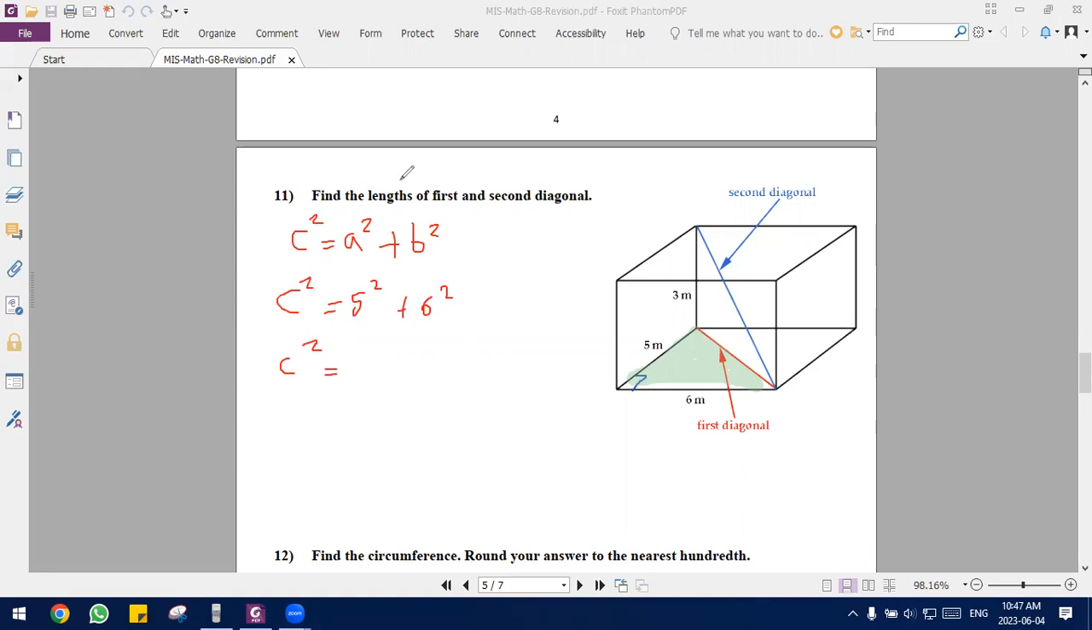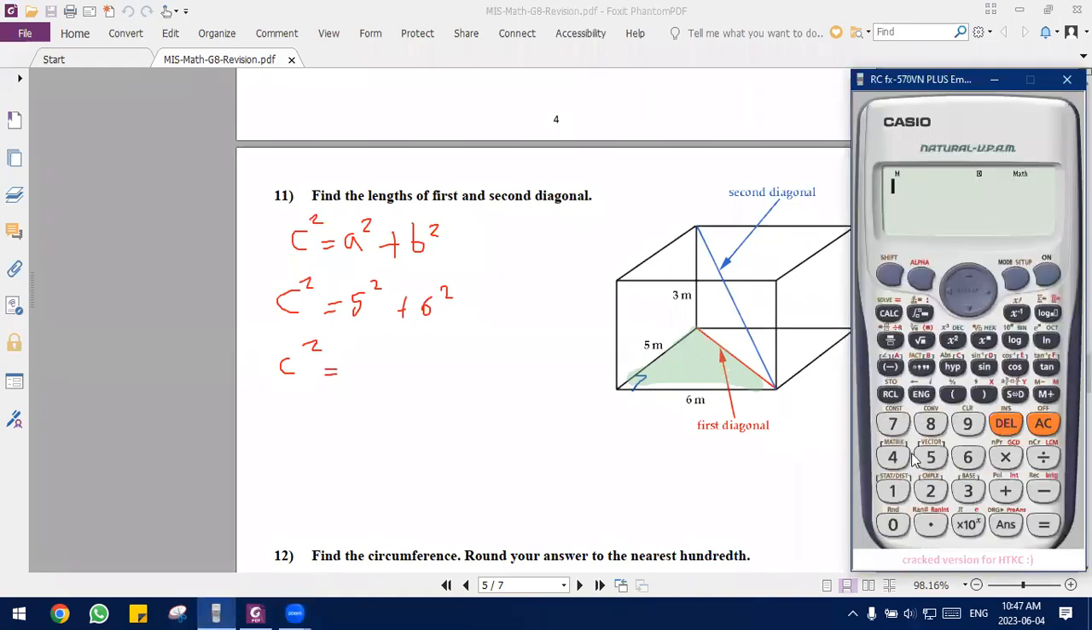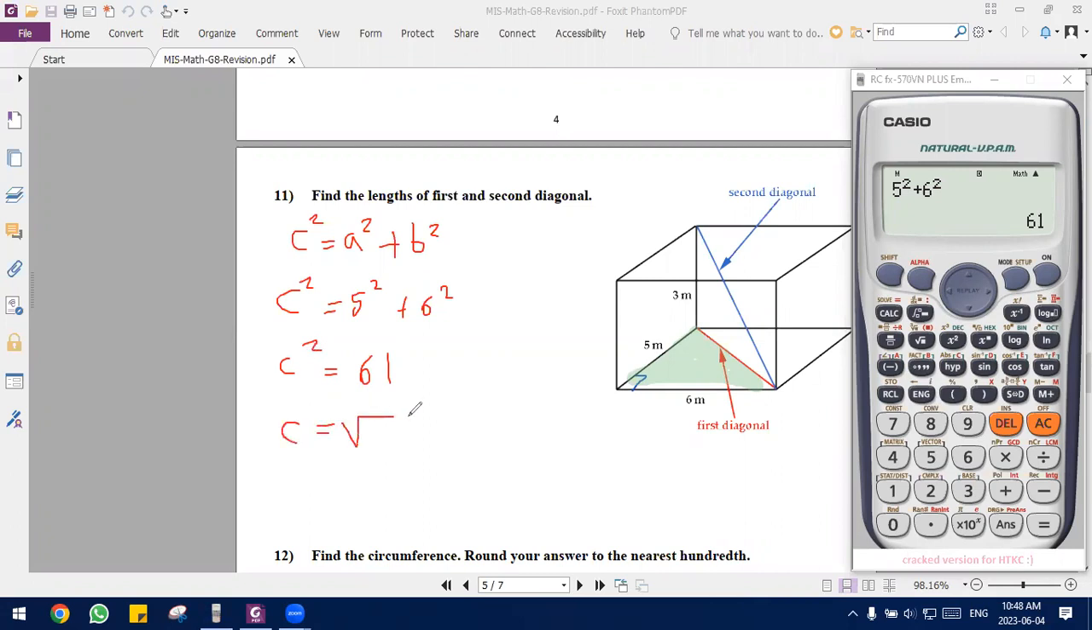So since you have a calculator here, you can use it. You have 5 squared plus 6 squared, which is 61. Now I need to find C. C is equal to the square root of 61. The square root of 61 doesn't have an exact square root. You can use the calculator to make it a decimal. Since the question doesn't say to round it or give 3 significant figures, you can leave it as square root of 61.